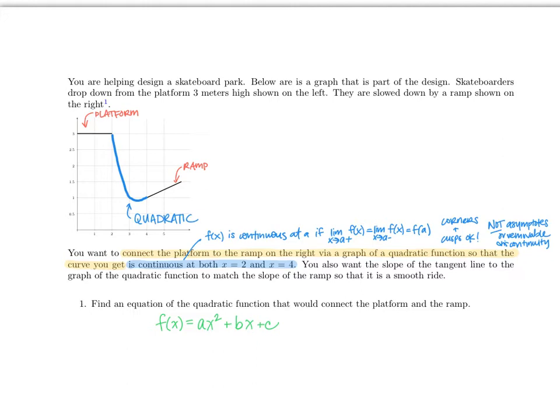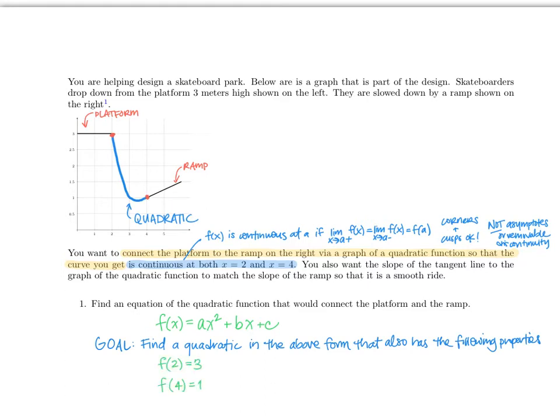And my goal here is to find a quadratic that is of this format and then also does the following things. One is that it's got to connect the platform to the ramp. So that means that it has to go through these points, (2, 3) and (4, 1). I also know that where it connects to the ramp is smooth. So the slope of the tangent line to the graph of the quadratic function, meaning the derivative of the quadratic function, has to be the same as the slope of the ramp.